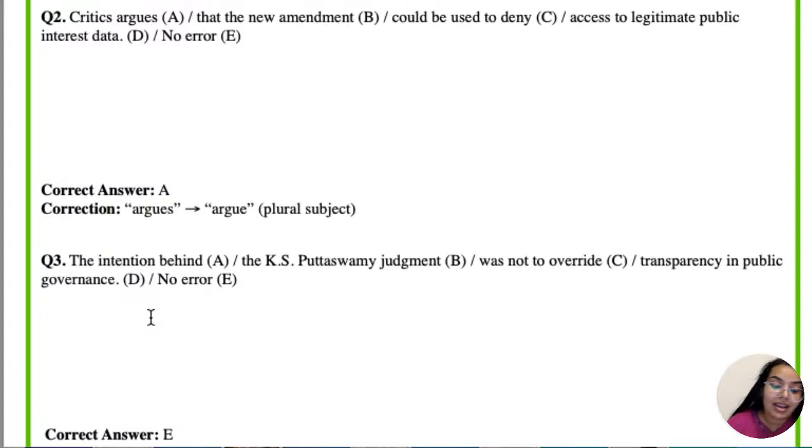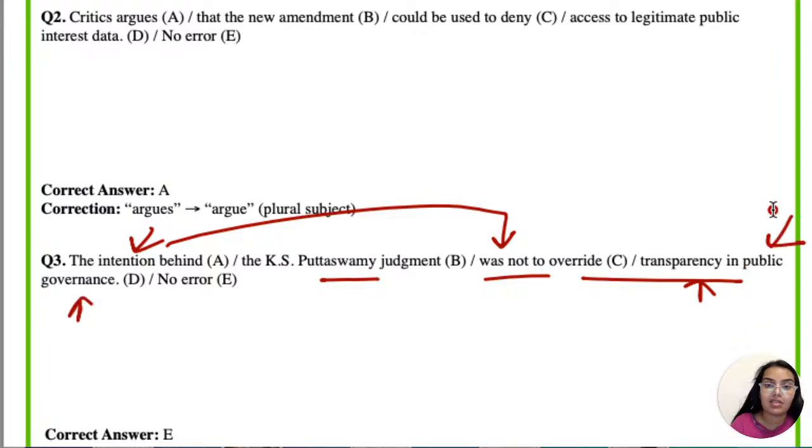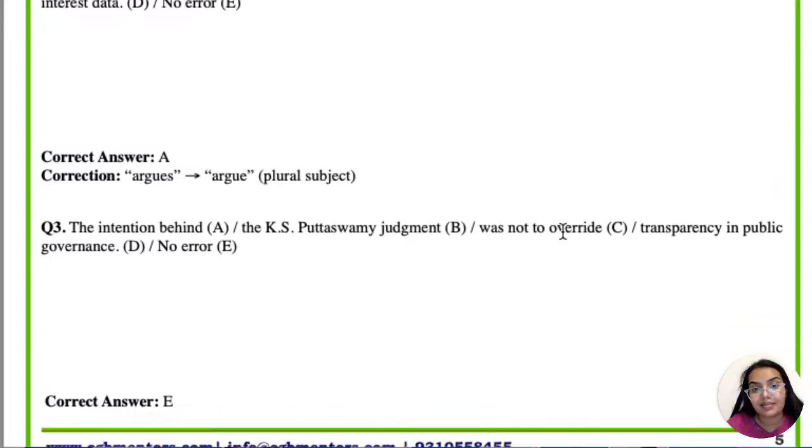This one is no error, I think. Okay. Deba Blessy Salome, can you please help me understand? No, ma'am, is for what? Is there something you want me to explain again? The intention behind the KS Puttaswamy judgment. The intention was not to override transparency. In what? Transparency in governance. What kind of governance? Public governance. Error-free sentence.